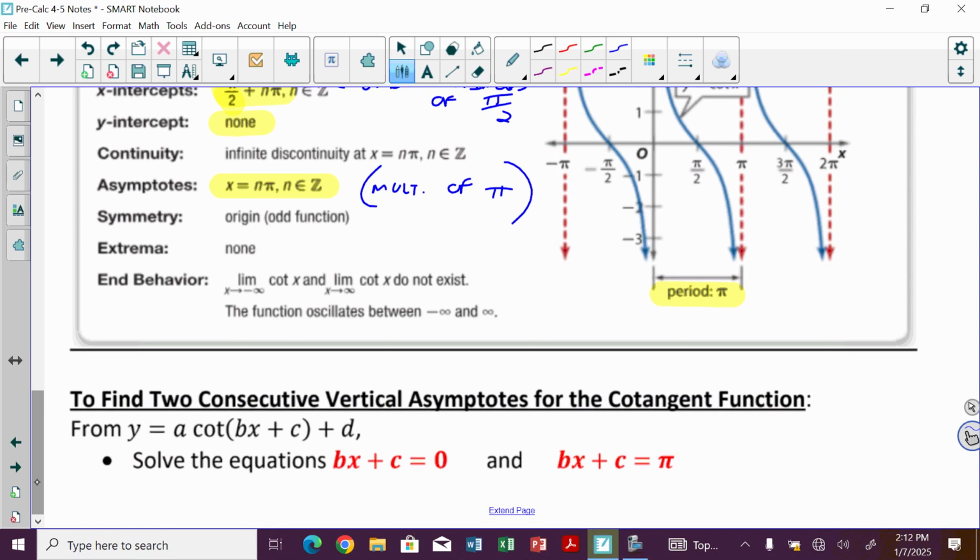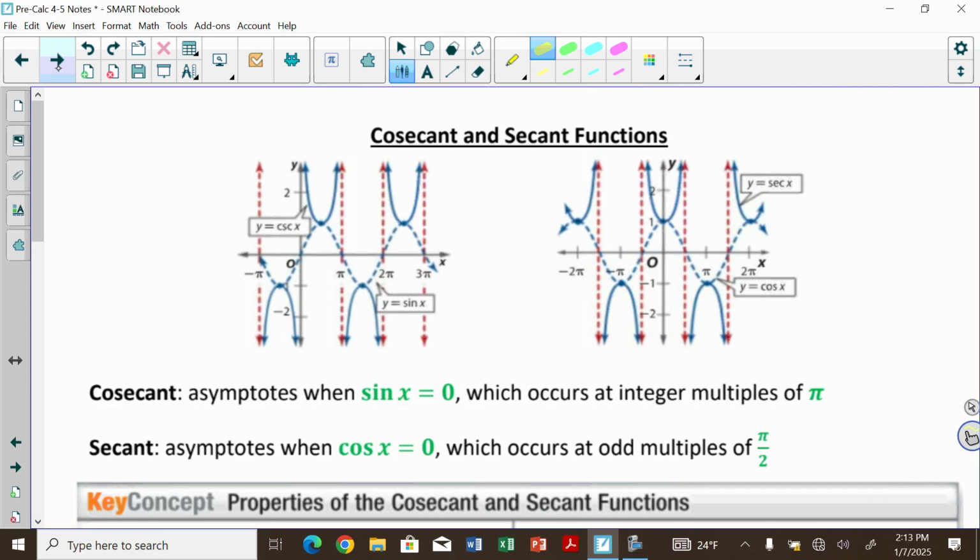All right, same thing here with trying to find two consecutive vertical asymptotes. When we do that, right here and right here are those equations. We've seen that bx plus c equals, but this time, instead of the tangent one, when we're dealing with cotangent, you're looking at bx plus c equals 0 and pi instead of negative pi over 2 and pi over 2. Okay, so it's slightly different in the equation if it's a cotangent. All right, so let's work through those and let's talk about cosecant and secant as well.